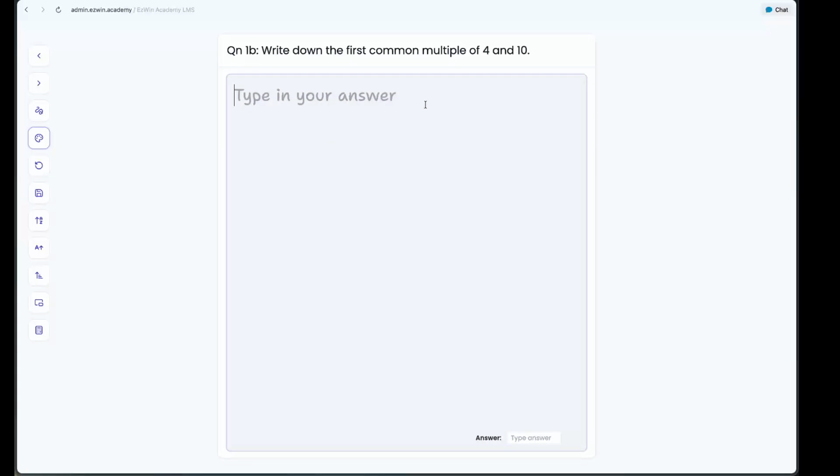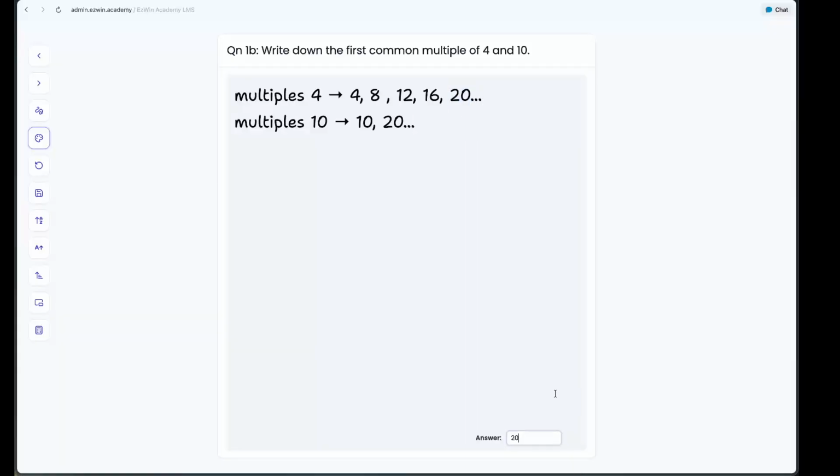Question 1b, write down the first common multiple of 4 and 10. So we will write down multiples of 4, which is 4, 8, 12, 16, and 20. Then for multiples of 10, it is 10, 20, dot, dot, dot. So the answer should be 20. Okay, there you go. So that's the answer, 20.